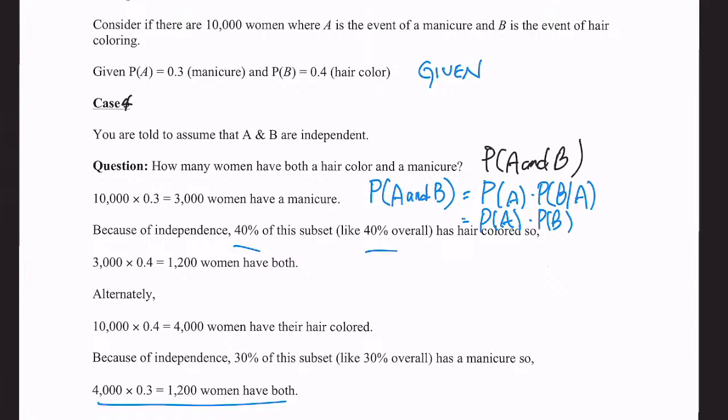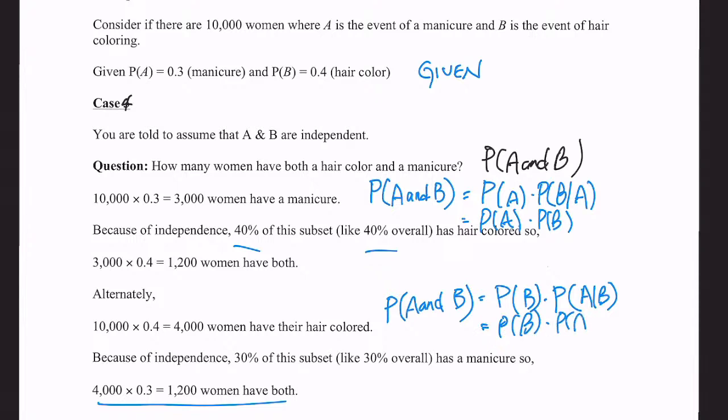And then alternately, we could also write this in the second exercise, where we take the hair color first, and then we say out of those, what's the chance that they also have a manicure, but this just reduces to multiplying B times A. And in the end, they're just the same. Okay, so because of independence, this just becomes probability of B, and that one just becomes probability of A.